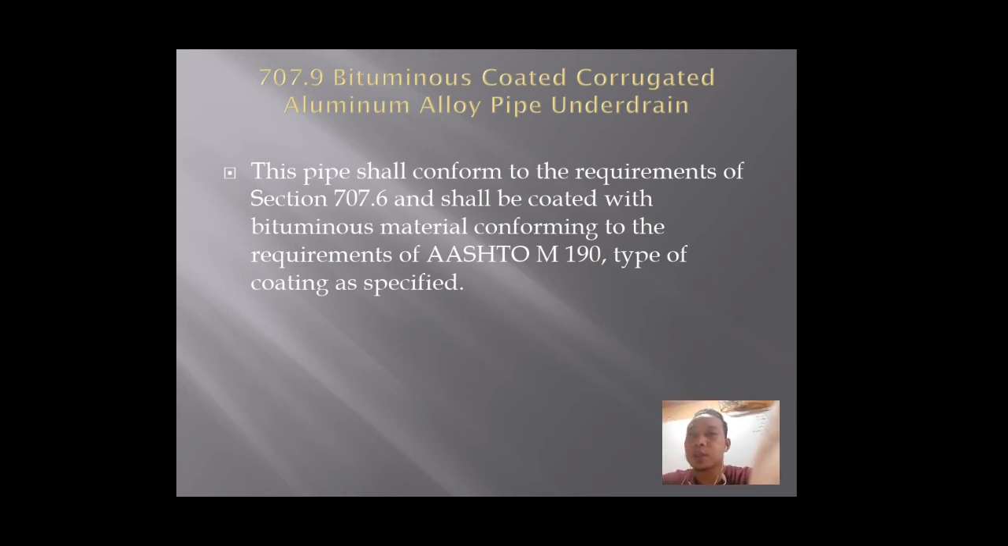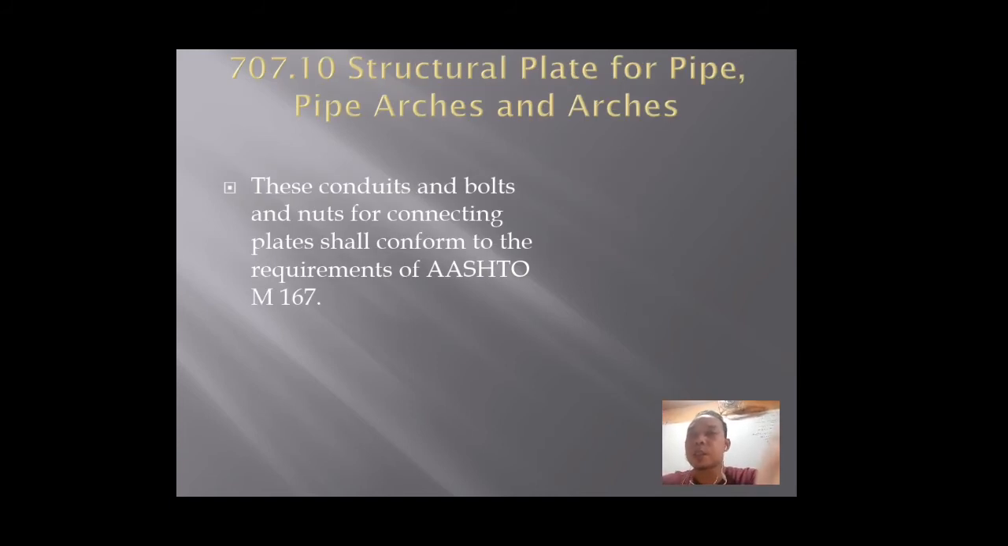The next one is 707.9, bituminous coated corrugated aluminum alloy pipe under drain. This pipe shall conform to the requirements of section 707.6 and shall be coated with the bituminous material conforming to the requirements of AASHTO M190, type of coating as specified. The next sub-item is 707.10, which talks about the structural plate for pipe arches and arcs. The conjoint and bolts and nuts for connecting plates shall conform to the requirements of AASHTO M167.